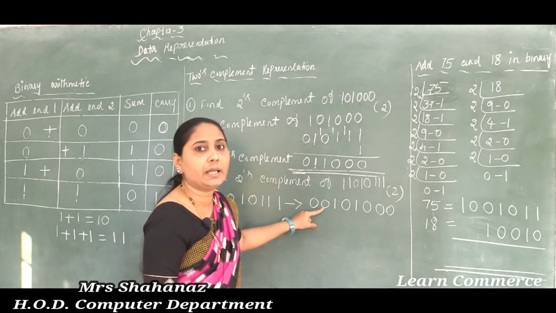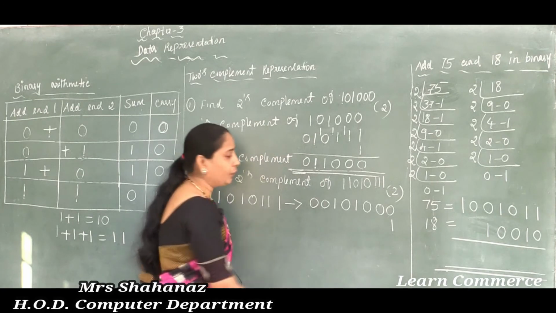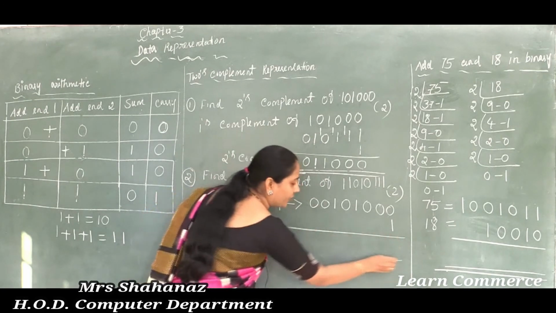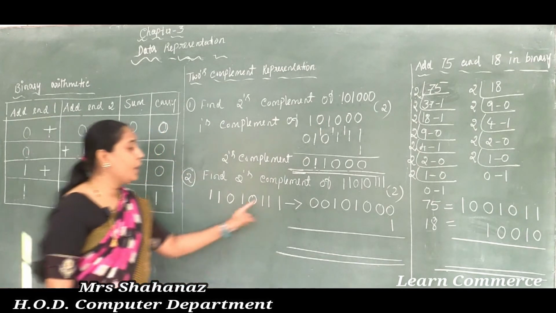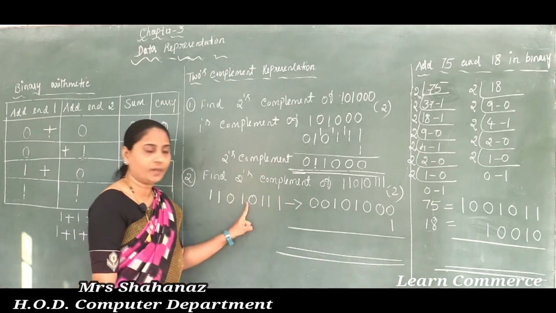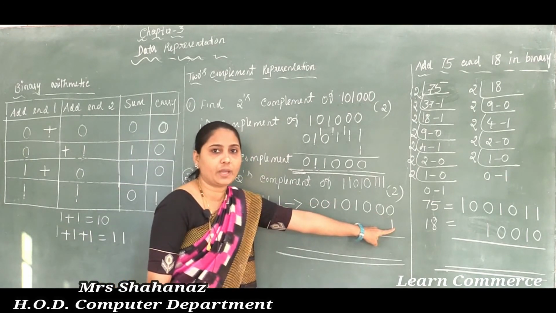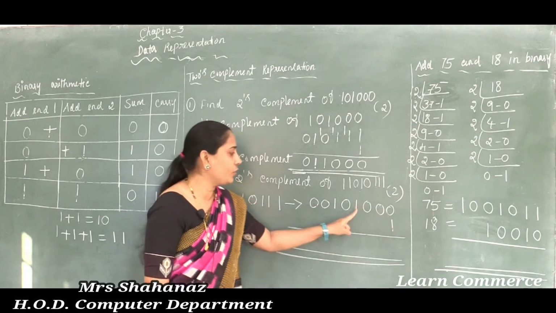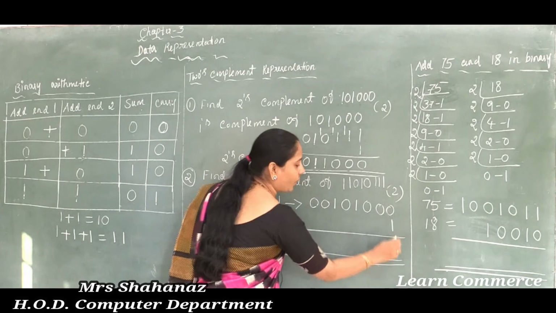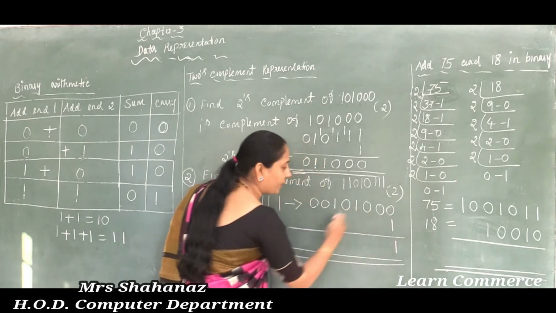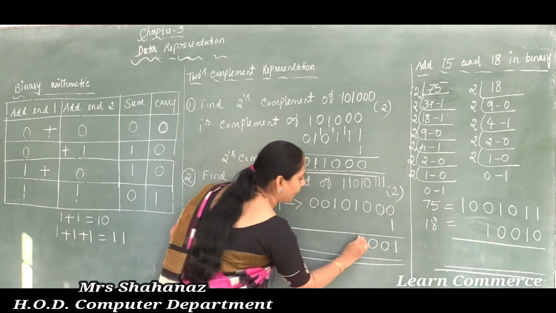Now the next step is that we need to add 1 to the least significant bit position. So we can say that it is formed by taking the 1's complement of a binary number and adding 1 to the least significant bit position, correct? So now I am going to add such a value, so 0 plus 1 the value is 1. Okay, after that no values are there, so no problem to complete this number.